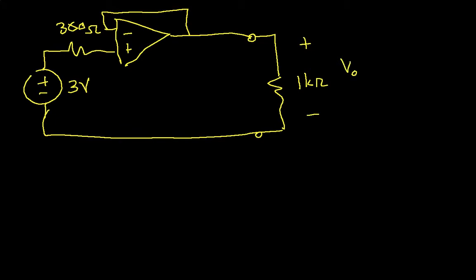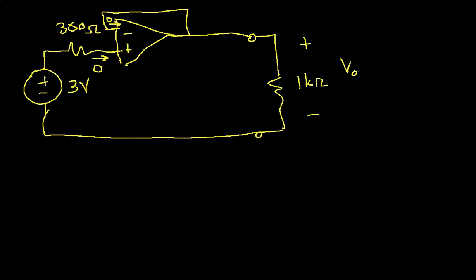Okay, so let's go back to our ideal model, which basically says that the input resistance between the inverting and the non-inverting inputs is infinite. That has an interesting implication. What that says is that the current going into the non-inverting input is 0. The current going into the inverting input is 0. No current flows in the inverting or the non-inverting inputs.